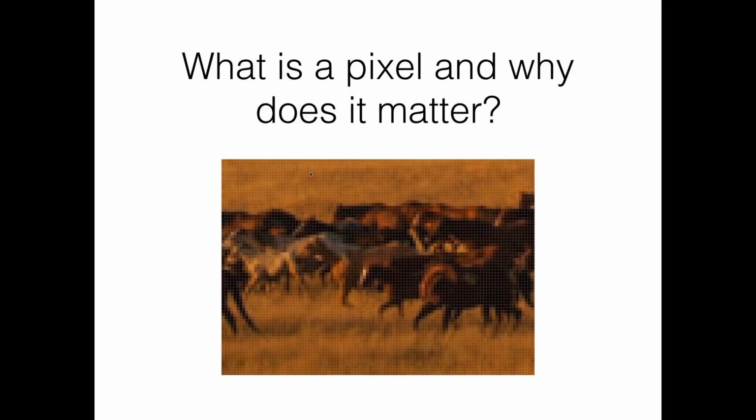That little square is a pixel. And pixels matter because they measure your image. That's how your image is created. Each one of those pixels is a different color. And if you zoomed in further, they would get bigger. And if you zoomed out, it would get clearer and clearer until you could see each of those horses.